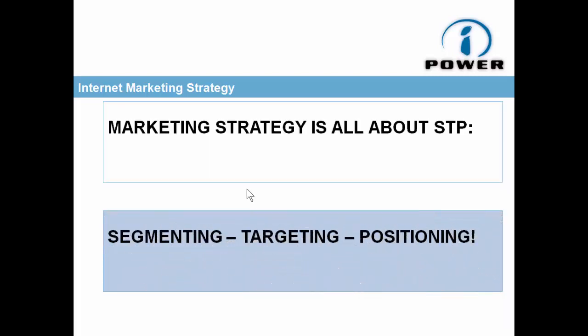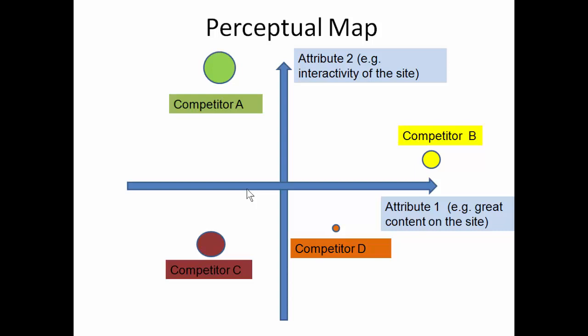As we said, marketing strategy is all about S, T, and P, but we haven't explained the P, the positioning. So one way to understand the positioning of any brand is to use a tool called a Perceptual Map. So what is a Perceptual Map? It's actually a 2-dimensional image showing the position of your brand and of your company or products relative to your competition, and also relative to various attributes that you choose to analyze.